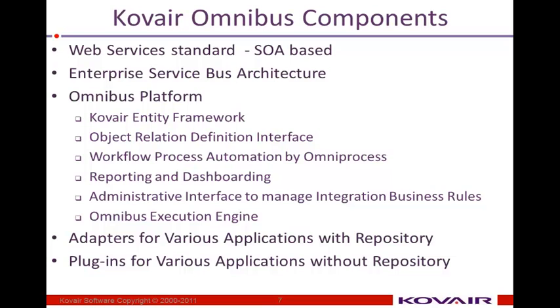Now, with the Omnibus platform, what are the things you get? You get the Kovair Entity Framework, which is basically the whole framework by which you can create all these different entities which represent the objects in these other applications. And we have a very easy drag-and-drop interface to create those things. By the way, one thing in Kovair, which includes Omnibus, is that you don't have to write a single line of code. Everything you do is just by drag and drop.